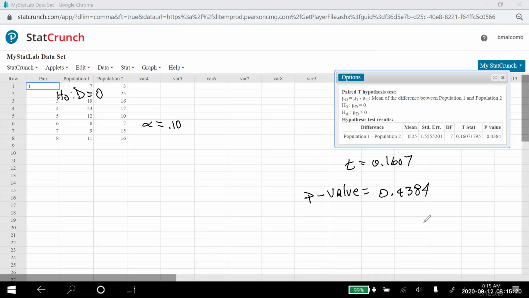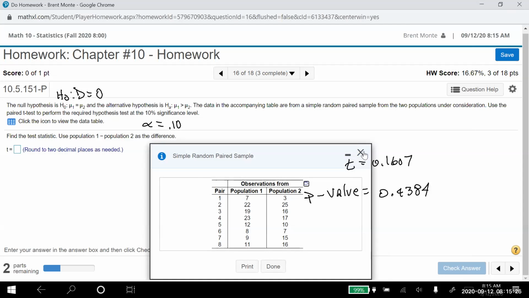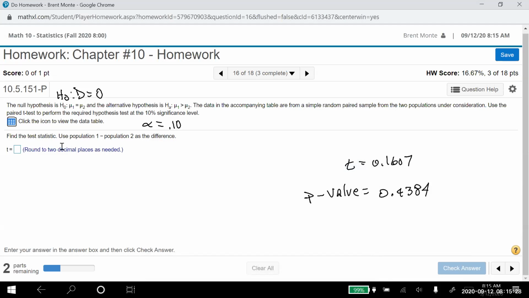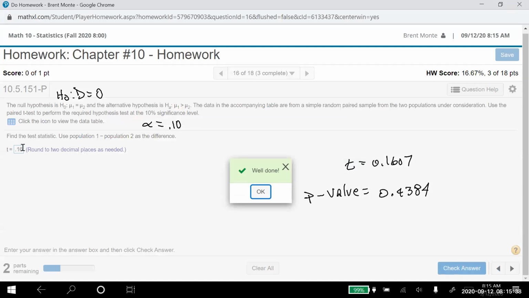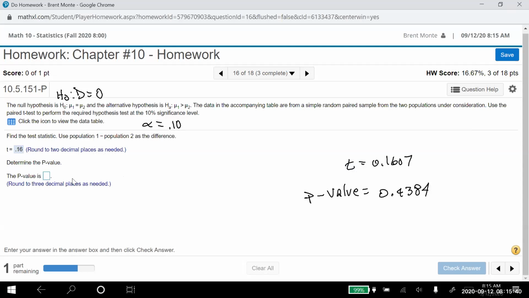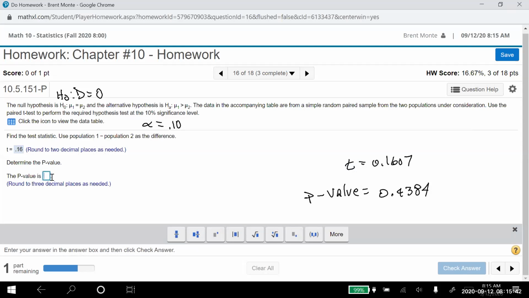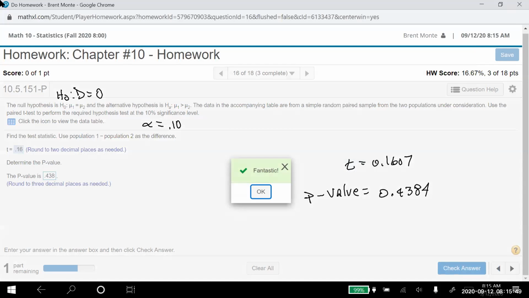All right, so we'll come back to that in a minute. We don't need our data anymore. It says t rounded to 2 decimal places. Okay, to 2 decimal places, we have 0.16. So let's go ahead and enter that in. Determine the p-value to 3 decimal places. Well, 0.438. All right, we got that right.